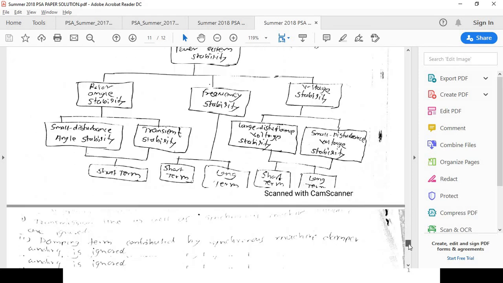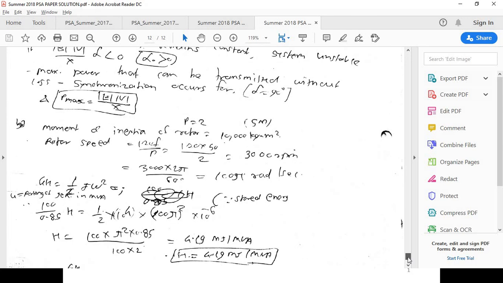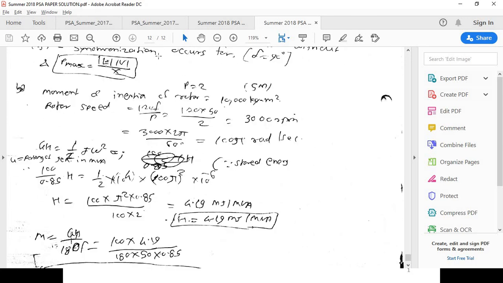First of all, what is the given data? P is equal to 2. The rotor speed is equal to 120 f by P. Here f is the frequency and P is the number of poles. So it will be 120 into frequency 50 over number of poles 2, so 3000 rpm. To convert it into radians per second, 3000 into 2 pi upon 60. So it will be 100 pi radians per second.